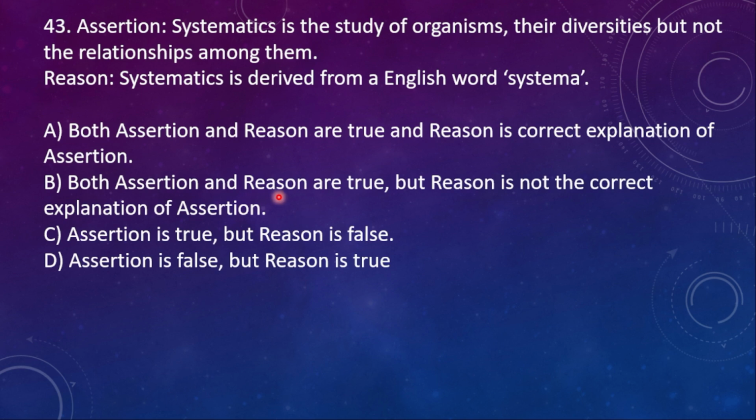Question 43. Assertion: Systematics is the study of organisms, their diversities, but not the relationship among them. So the assertion is false. Reason: Systematics is derived from the English word systema. Exactly correct. So here the assertion is wrong and the reason is correct, so option D is correct.